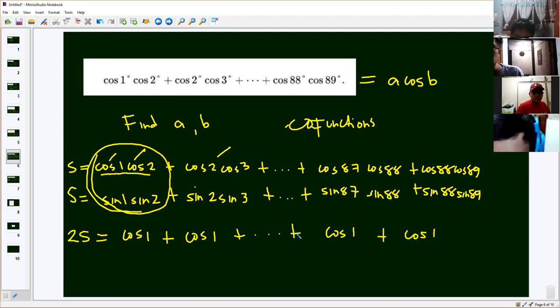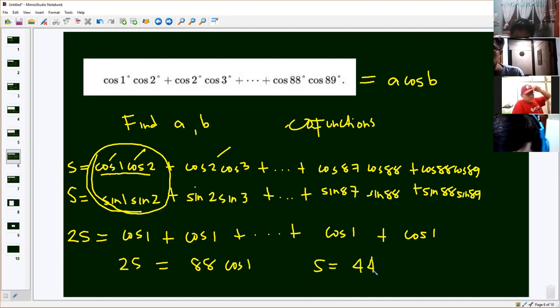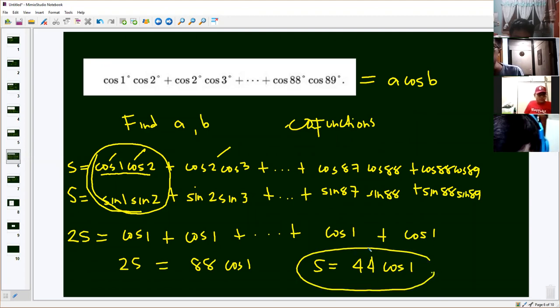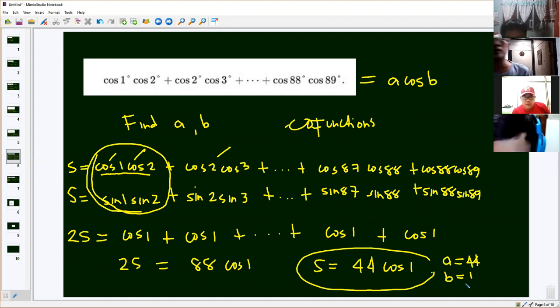And how many cos 1s are we adding? 1 to 88, right? So there are 88 pairs. So 2s is 88 cosine 1. Therefore, s is 44 cosine 1. And following this, obviously a is 44 and b is 1. Follow that, guys?